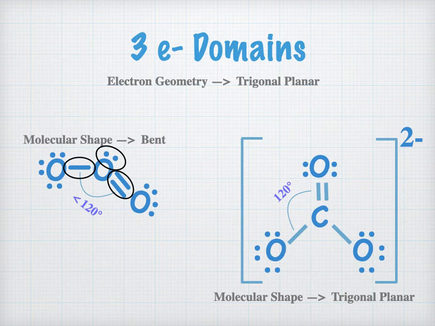And because unshared pairs of electrons push with more force than bonding pairs, rather than the standard 120 degrees in the trigonal planar molecule, the bent shape that is the result of 3 electron domains is going to have slightly less than 120 degrees as the bond angle, because non-bonding pairs push with more force than bonding pairs.